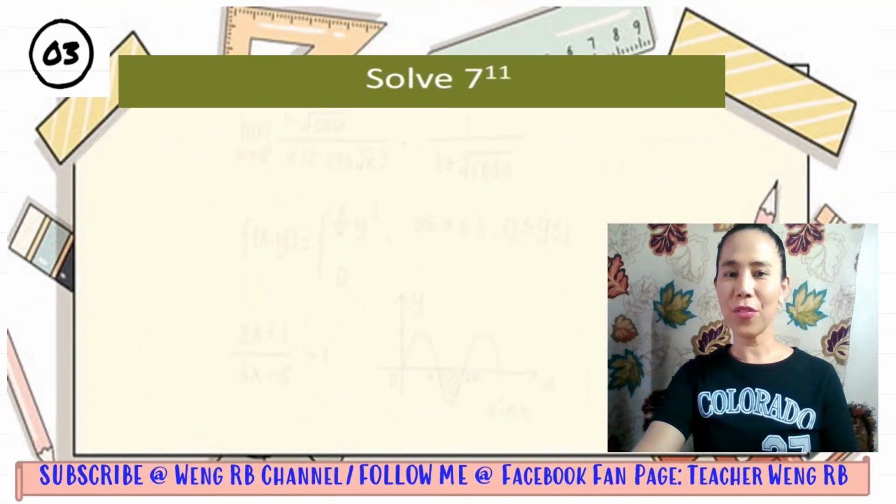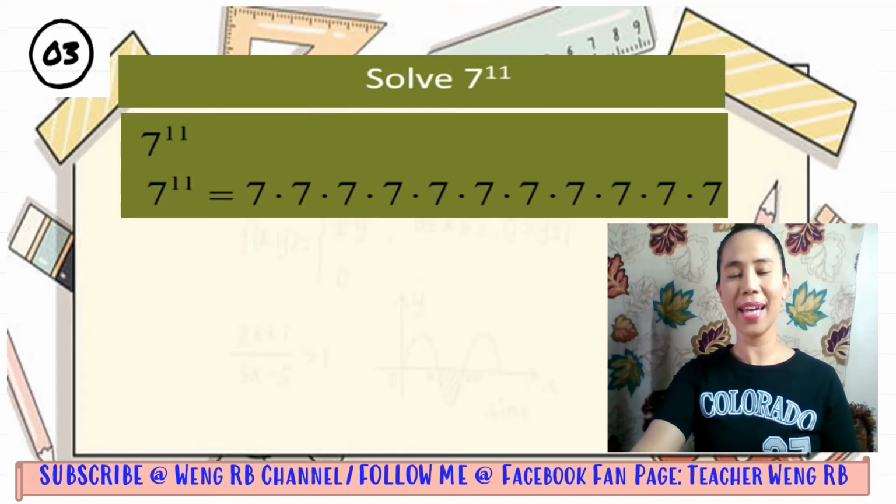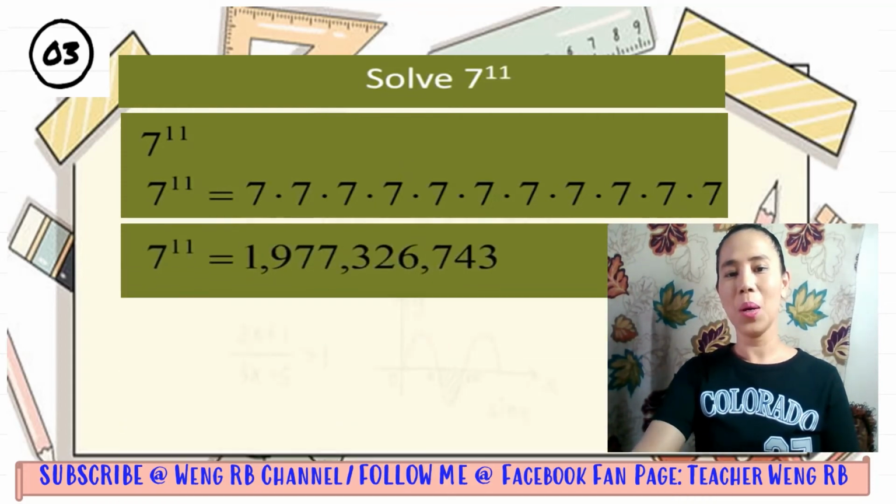What if we will solve 7 to the 11th power? You might say, Miss Borromeo, that's too long. Oh yes, it is. So we have to write it down. 7 times 7 times 7 times 7 times 7 times 7 times 7 times 7 times 7 times 7 times 7. And that is equal to 1,977,326,743.